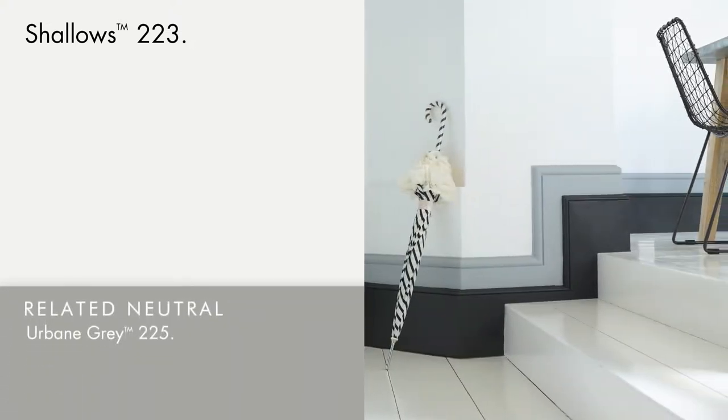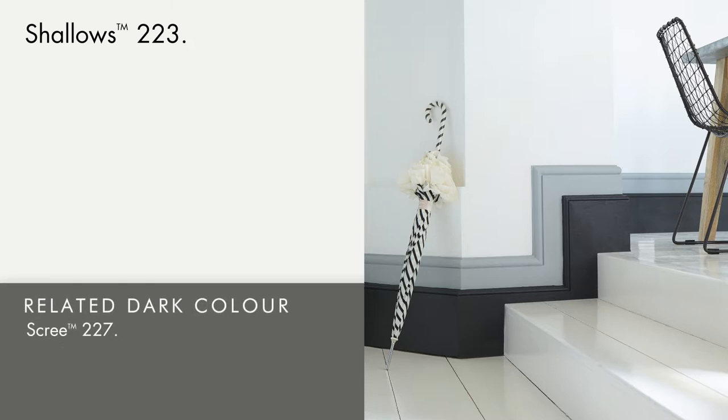Shallows is a cool, modern, understated grey with the tiniest amount of pigment. Better than a bright white for a floor, it reflects well, making it perfect for dark, shadowy rooms. Shallows is great in grey schemes, coordinating very naturally with Urbane Grey and Scree. To add colour to this monochromatic scheme, choose Brighton.